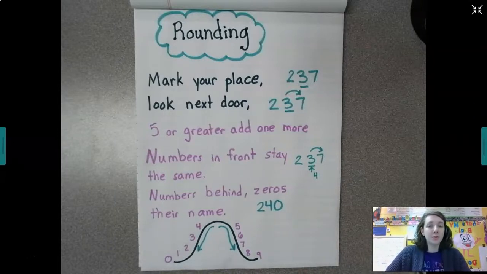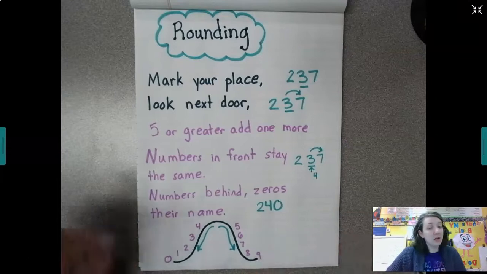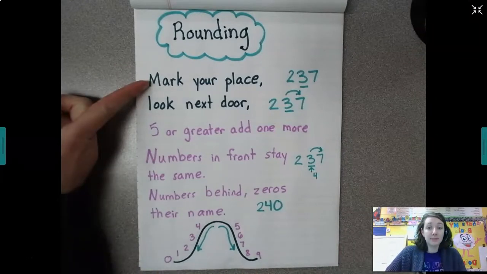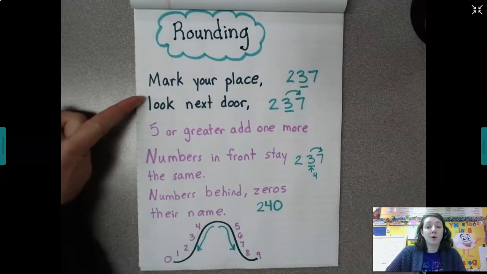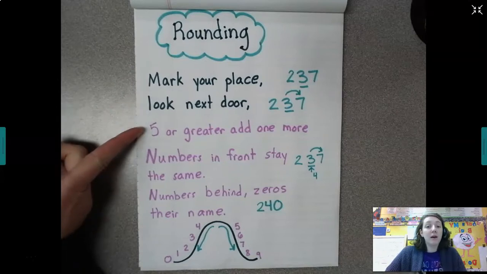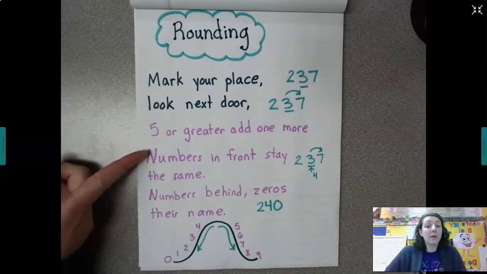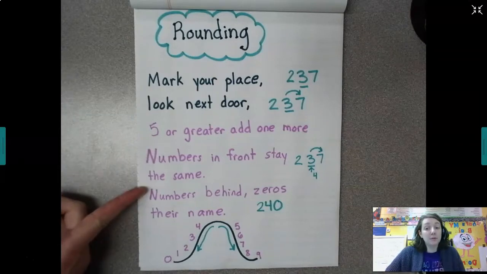Okay, so there's this little rhyme that we have to help us remember that, and then I'm going to show you some examples. So with rounding, you mark your place, then look next door. If it's 5 or greater, add one more. Numbers in front stay the same. Numbers behind, zeros their name.